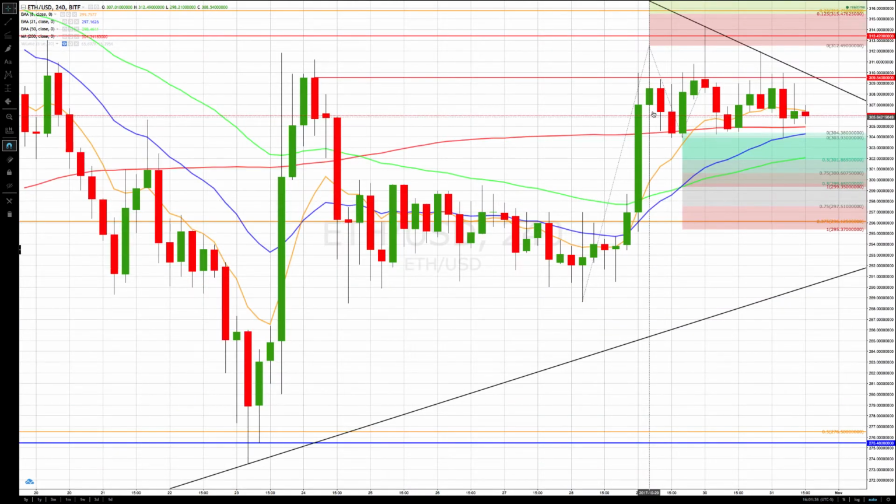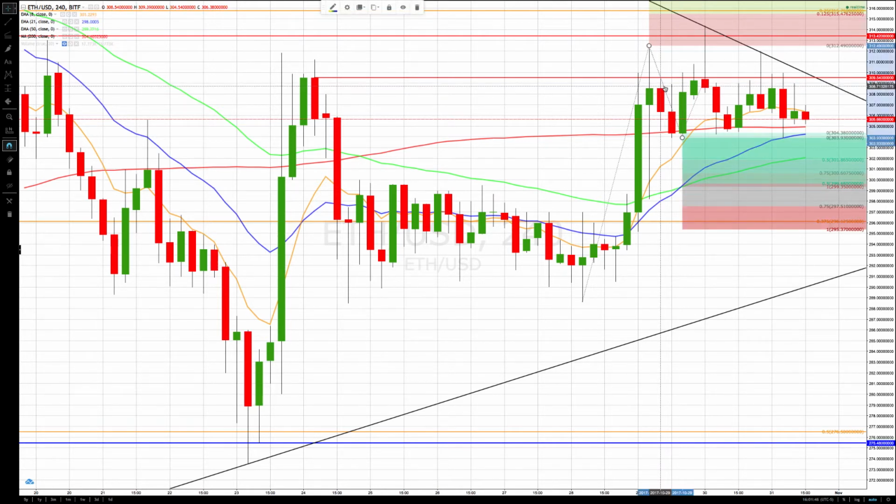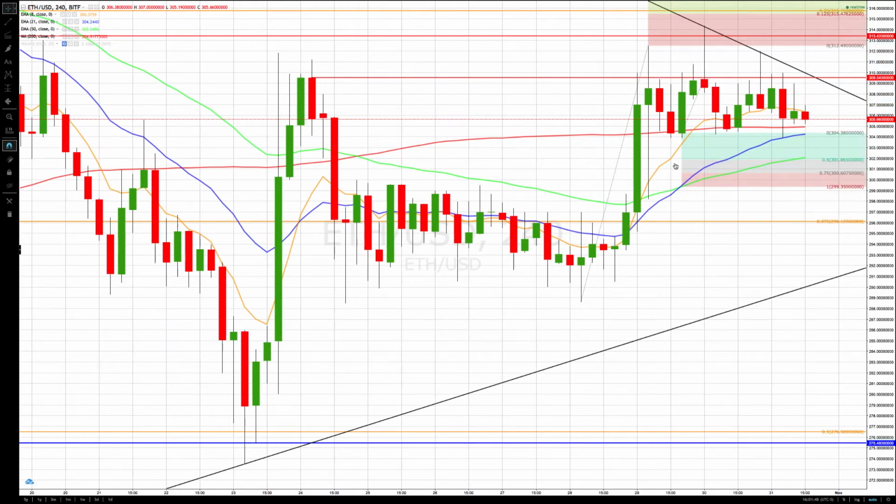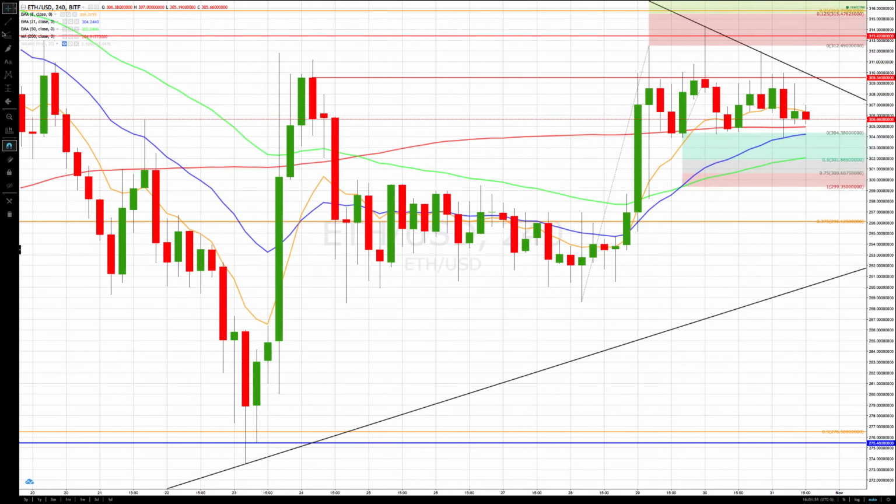Switching over to Ethereum US dollar 4-hour chart, we had a potential double top. It's now turned into a triple top, which is more likely a continuation pattern. We're just going to remove that, and we now have the targets to the downside. Should this break lower, on a close below about the 304 level, we then watch for the 301, which is also where the rising 50-period exponential moving average is. Then the 360, then 299.35.